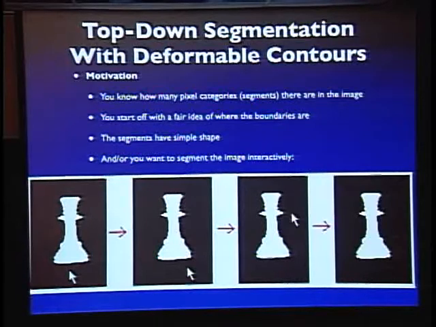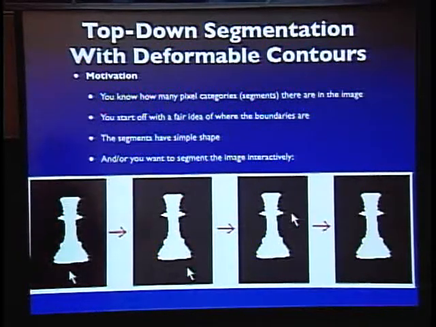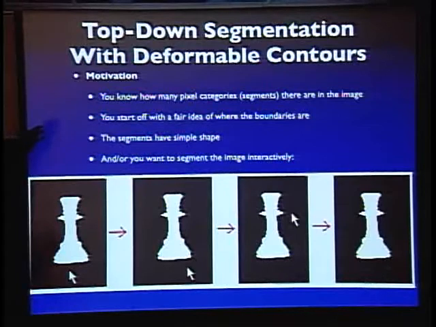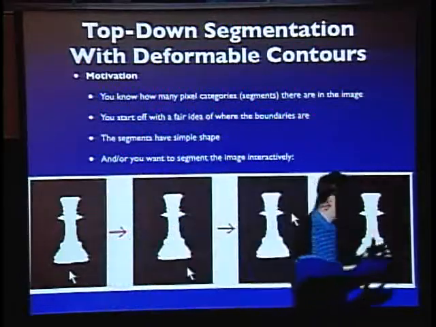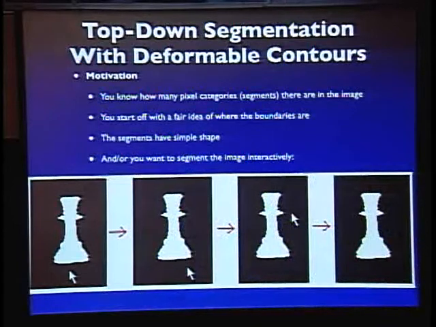Basically, in top-down segmentation, you start with some preconceived notion about how your categories of pixels are situated in the image. In particular, you already know how many categories of pixels there are, and you start off with a notion of where the boundaries between these categories are. You assume that each group of pixels has a somewhat simple shape, in other words, it doesn't look like popcorn or a television static pattern where you have category 1, category 2, category 1, category 2 in a somewhat random or checkerboard pattern. If they have a simple shape, they're kind of blob-like. Or, if you want to segment the image interactively, you can use this technique called deformable contours.